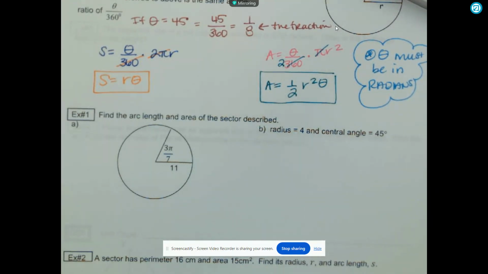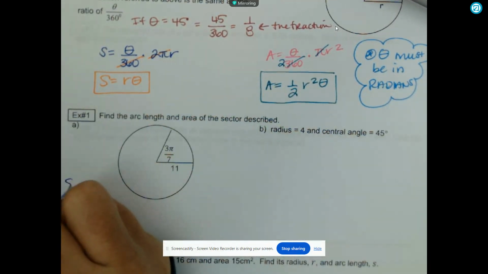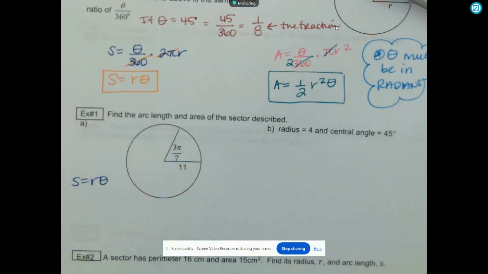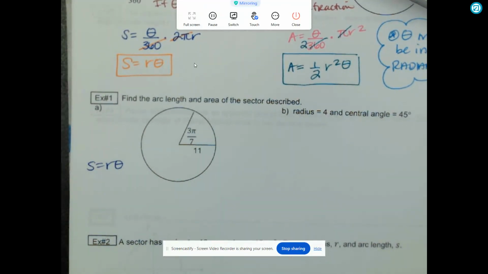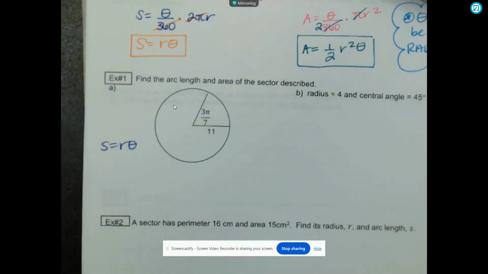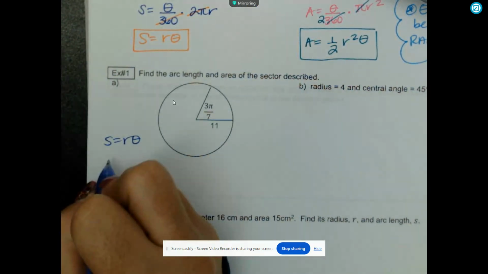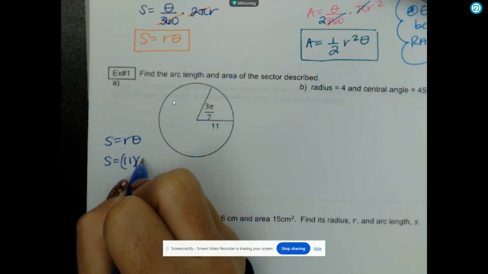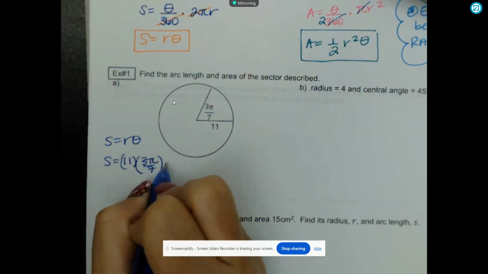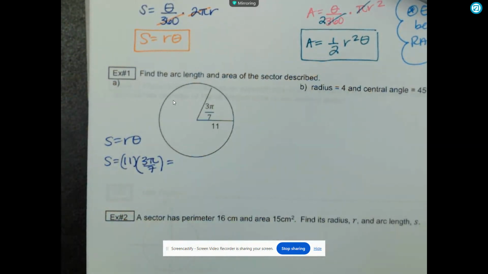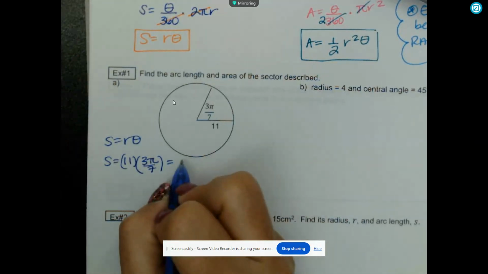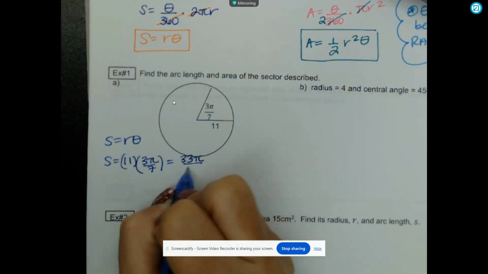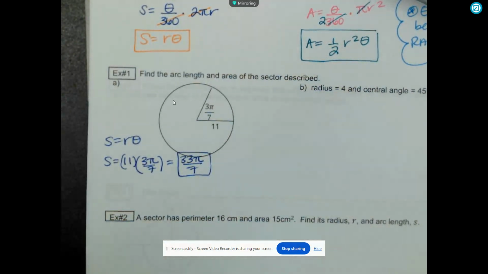So here we go. Let's find the arc length first. So remember, arc length is S equals R theta. Do we have our radius in example number 1A? Yes, we do. The radius is 11, right? What is our theta? 3 pi on 7. So all we're going to do is multiply those together. So 3 times 11 is 33 pi on 7. That is your answer for arc length.